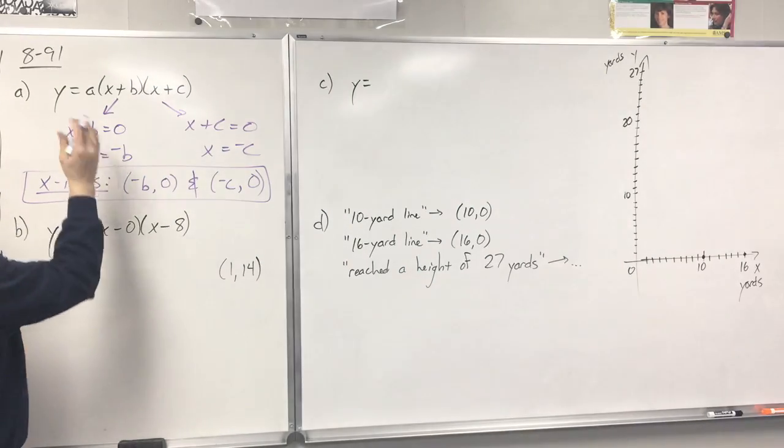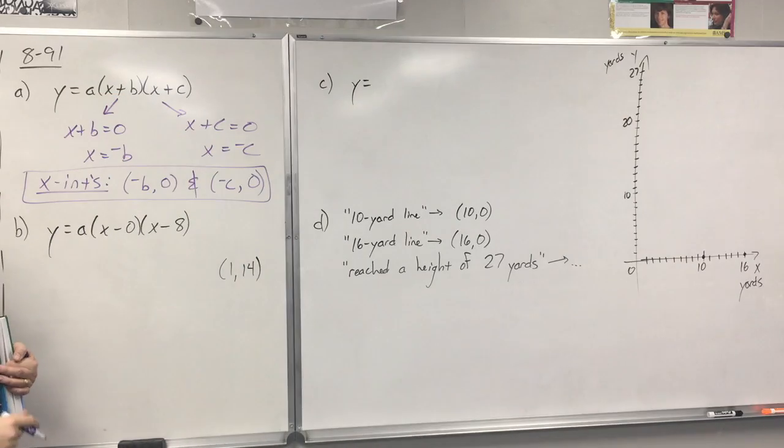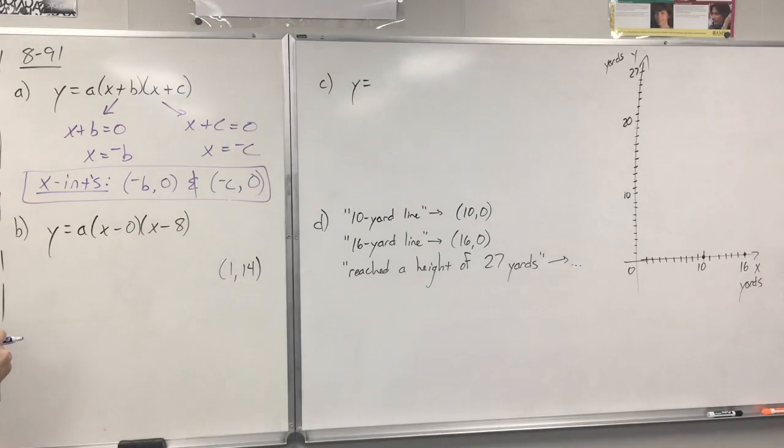If A is positive, it points up. If it's negative, it points down. But I can tell you for sure where it crosses the x-axis. It crosses the x-axis at these 2 points. So what they want you to do now is go back in time.